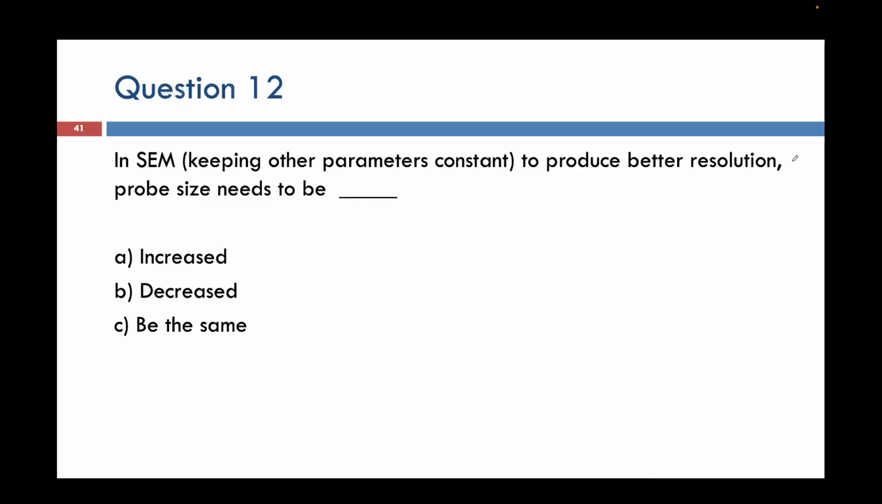In SEM, to produce better resolution, the probe size needs to be... this is a straightforward question. This is related to the demagnification. I would give a hint. Any guess? Probe size should be decreased. Yes, probe size should be decreased. It is related to the demagnification. The smaller probe size you have, the better resolution you will get from your image.